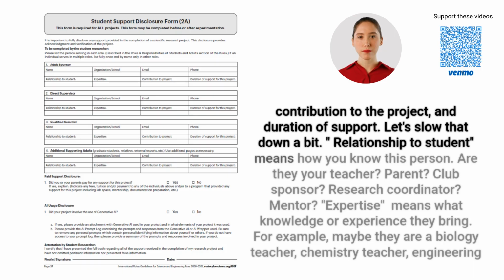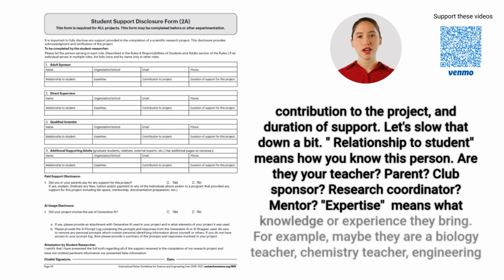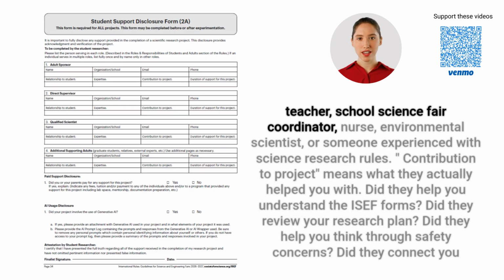Relationship to student means how you know this person. Are they your teacher, parent, club sponsor, research coordinator, mentor? Expertise means what knowledge or experience they bring. For example, maybe they are a biology teacher, chemistry teacher, engineering teacher, school science fair coordinator, nurse, environmental scientist, or someone experienced with science research rules.